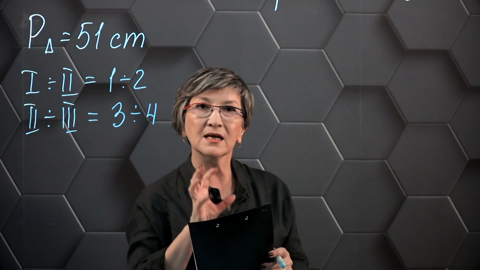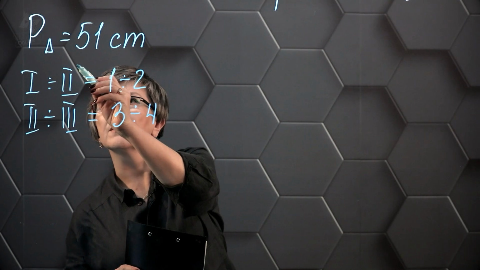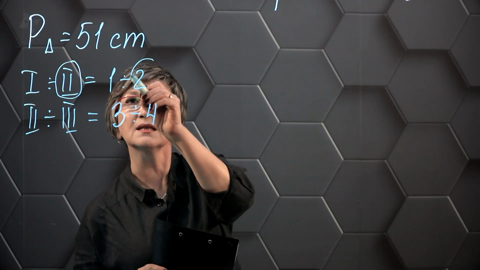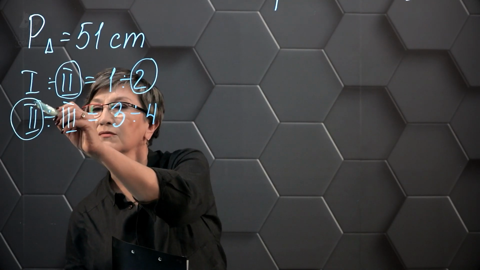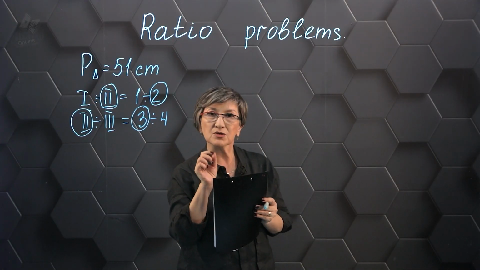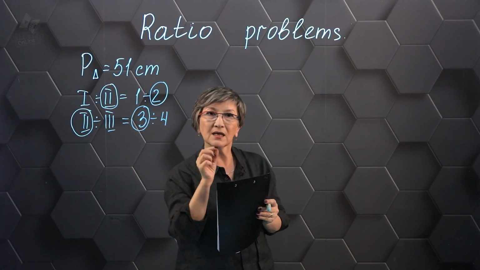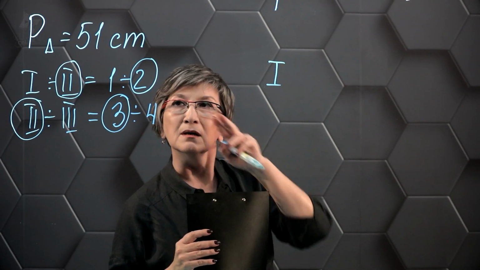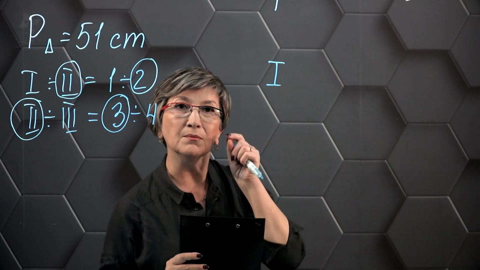Let's take a look at the following fact. In the first condition, the length of the second side is 2 parts. And in the second condition, the length of the second side is 3 parts. In order to solve this problem, we need to make the length of the second side expressed by the same number of parts. So let's try to make it so that the length of the second side of the triangle is the same number.